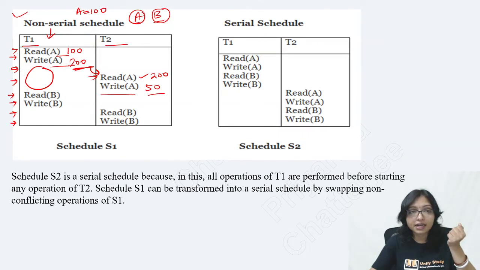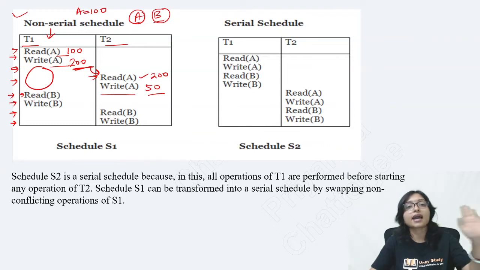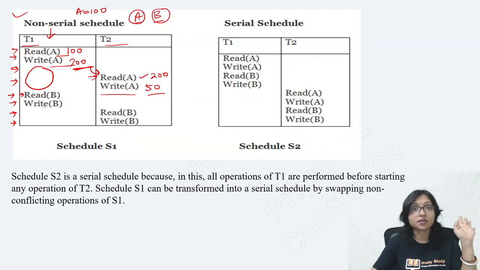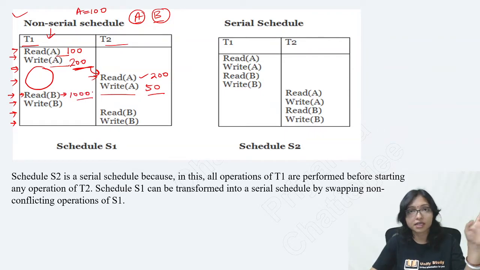After that T1 is reading the data B. It is different data, not the data A. Maybe you have a single account in that bank, a different account and different data. In the B variable, maybe you have 1000 rupees. There is no relation with A. So here it is 1000, and after that you are writing, adding some amount, making it 2000.